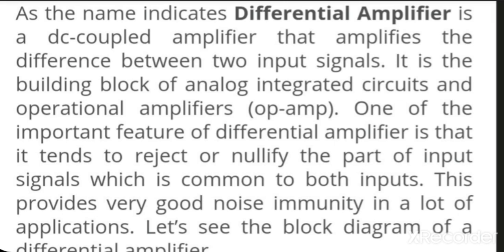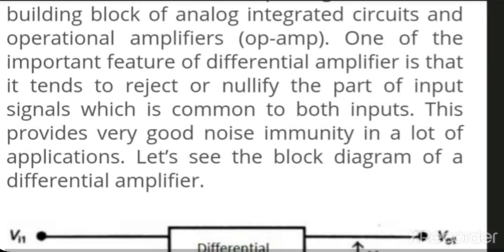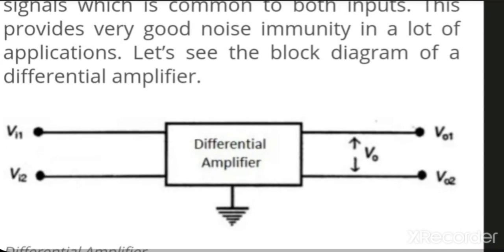One of the important features of this differential amplifier is that it tends to reject or nullify the part of input signals which is common to both inputs. Hence, they have a very good noise immunity. The block diagram of differential amplifier is shown below.